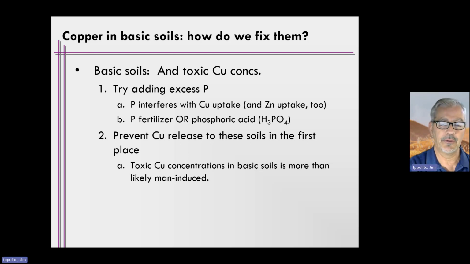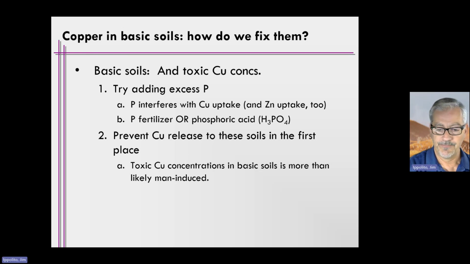But one thing you could try to do is add excess phosphorus, and that could be in basic or somewhat acidic soils. And we know that phosphorus interferes with copper uptake. You might even form copper phosphate in soils, especially in basic soils, which we'll want to focus on in this portion of this video. And you could add a phosphorus fertilizer or phosphoric acid to supply the phosphorus to offset the copper toxicity. And that might work. The literature tells you that this can work, but maybe it will, maybe it won't.